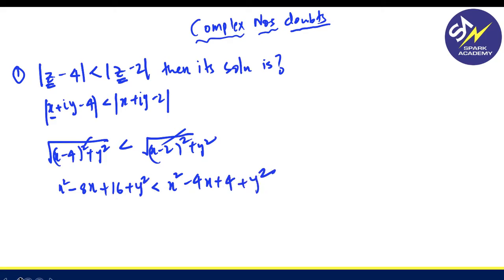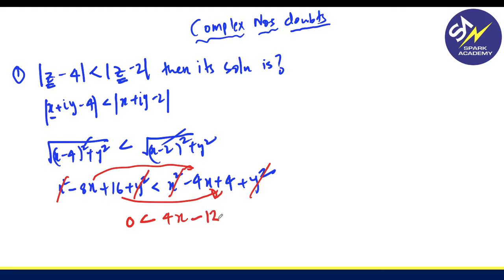square. Now the next step, what will happen here? If you are observing, the x square got cancelled on both sides, y square got cancelled on both sides. So this we can write as 0 less than, what is this? I can send this to the other side. I can also send this to the other side, right? So minus 8x plus 4x is nothing but 4x, and this will be minus 12. So 4x minus 12 is greater than 0 basically. Or x is greater than 3.